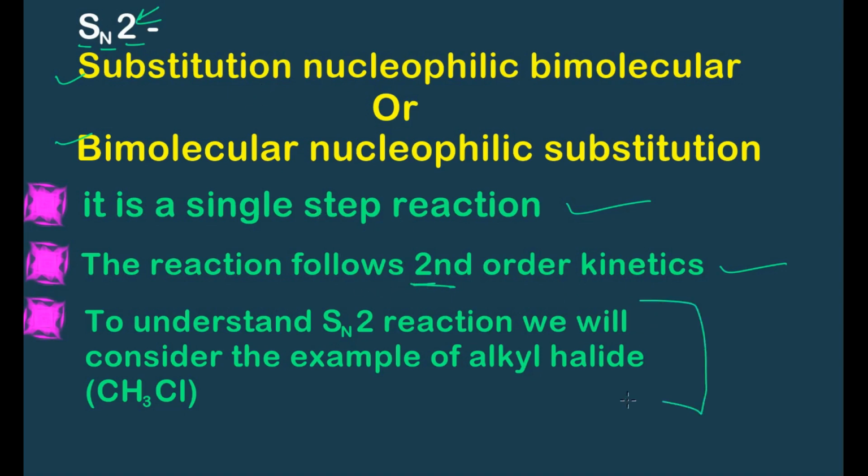Now to understand this reaction, we will take an example of an alkyl halide, in our case methyl chloride. Let's start. Before we start, also remember this one thing: Sn2 reactions are single step reactions, and Sn1 reactions, which we are going to study in the next video, are two step reactions. Remember this, Sn2 is single step and Sn1 is two step. So 2 means 1 and 1 means 2 in nucleophilic substitution reactions. Now let's start with our mechanism.